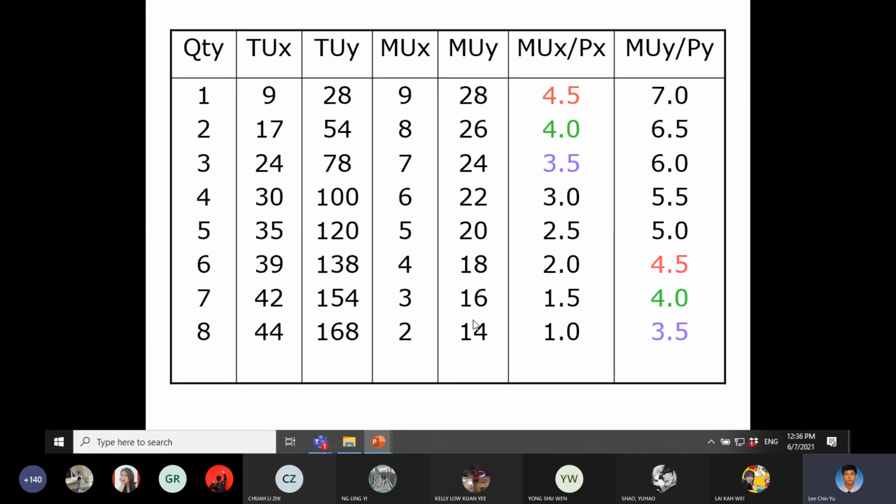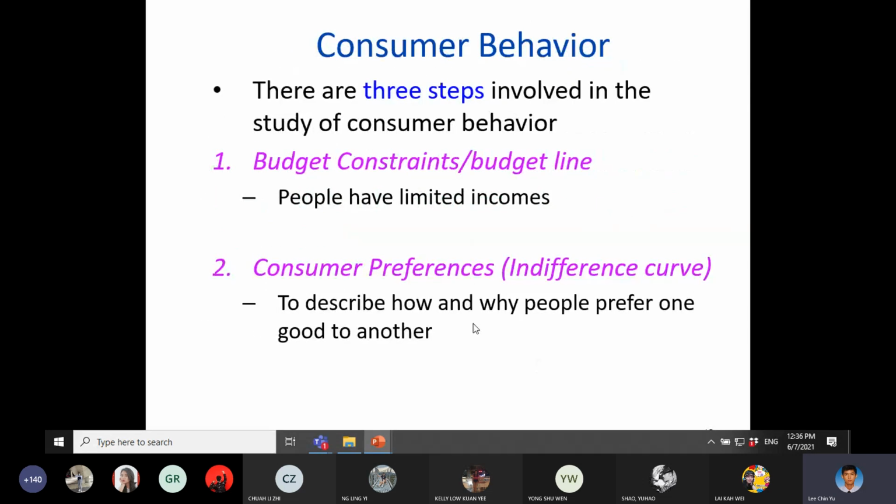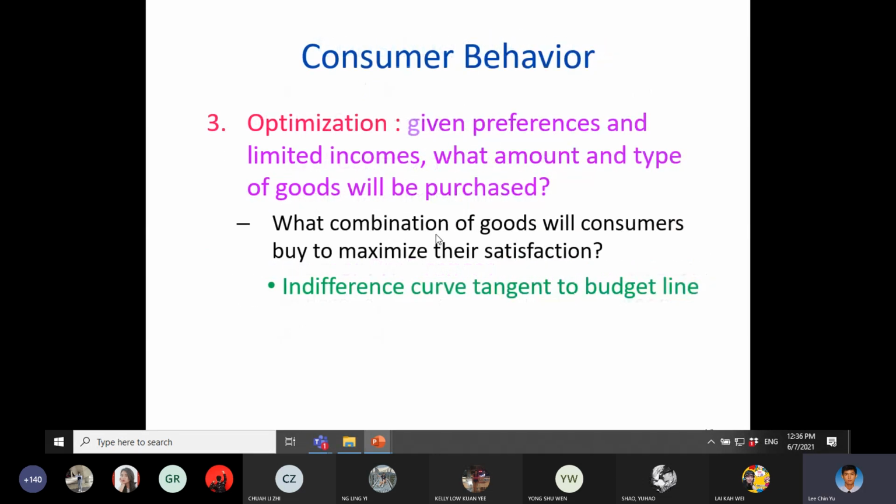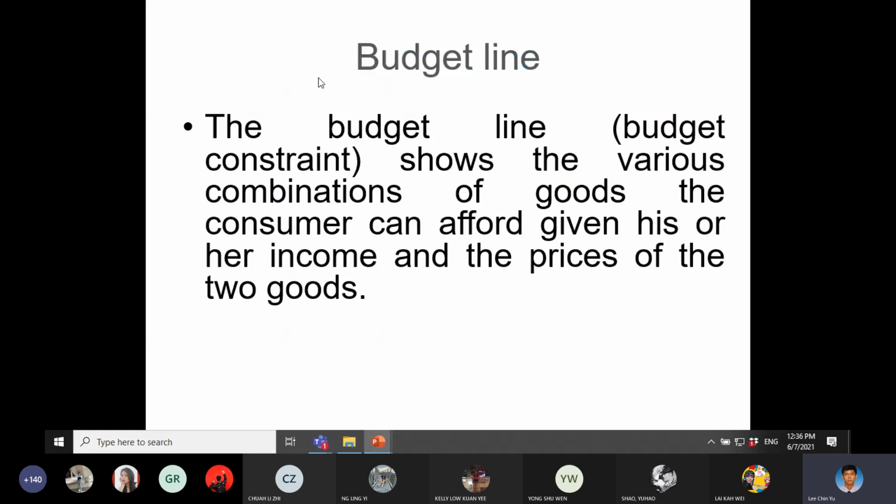So 3 steps. First, budget constraint. Second, consumer preference. Then we go for optimization. These are the 3 steps if you want to analyze consumer behavior. First of all, the budget line. In the textbook, they also use the word budget constraint. Budget line and budget constraint have the same meaning. Basically, it shows the various combinations of goods the consumer can afford.